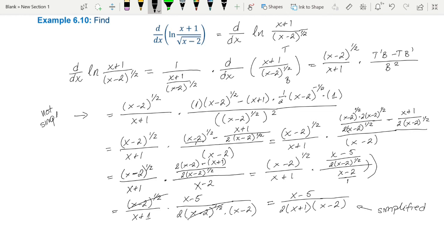and up at the top it is still the derivative, but it's not the simplified version. And that's it, guys. That's where we are.